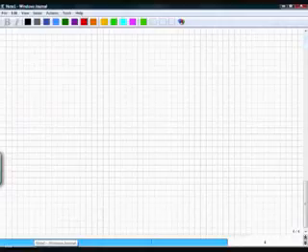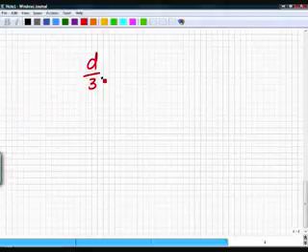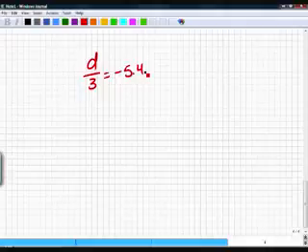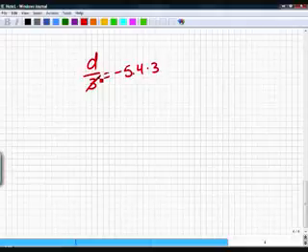Next one, D divided by 3 is negative 5.4. What am I trying to get by itself? How am I going to get it by itself? You're going to multiply by 3. Good. Because you got D divided by 3. To change that, you're going to multiply by 3. So you're going to do times 3. That moves it over. So you have D equals a negative times a positive.